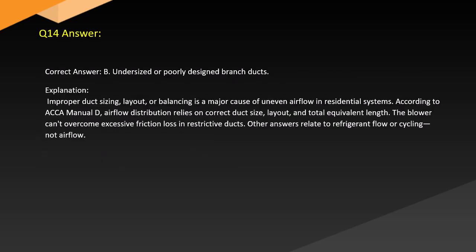Answer. Correct answer: B. Undersized or poorly designed branch ducts. Explanation: Improper duct sizing, layout, or balancing is a major cause of uneven airflow in residential systems. According to ACCA Manual D, airflow distribution relies on correct duct size, layout, and total equivalent length. The blower can't overcome excessive friction loss in restrictive ducts. Other answers relate to refrigerant flow or cycling, not airflow.